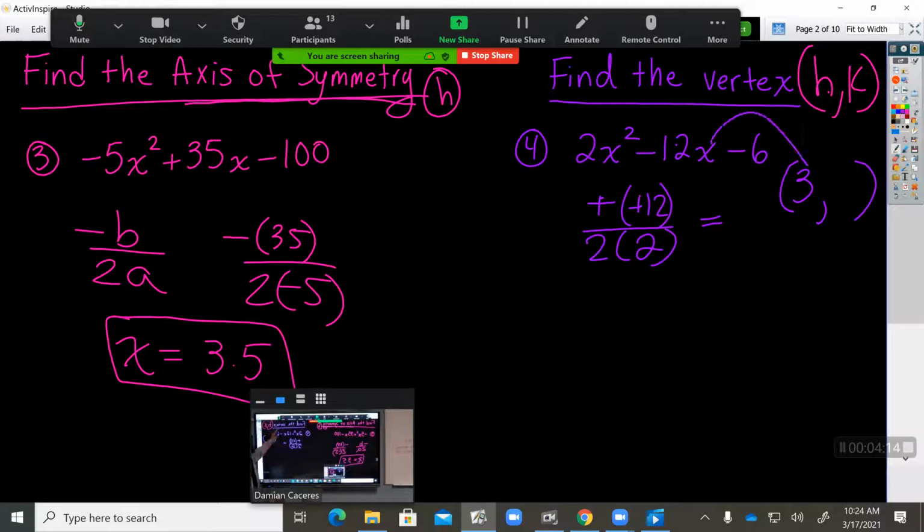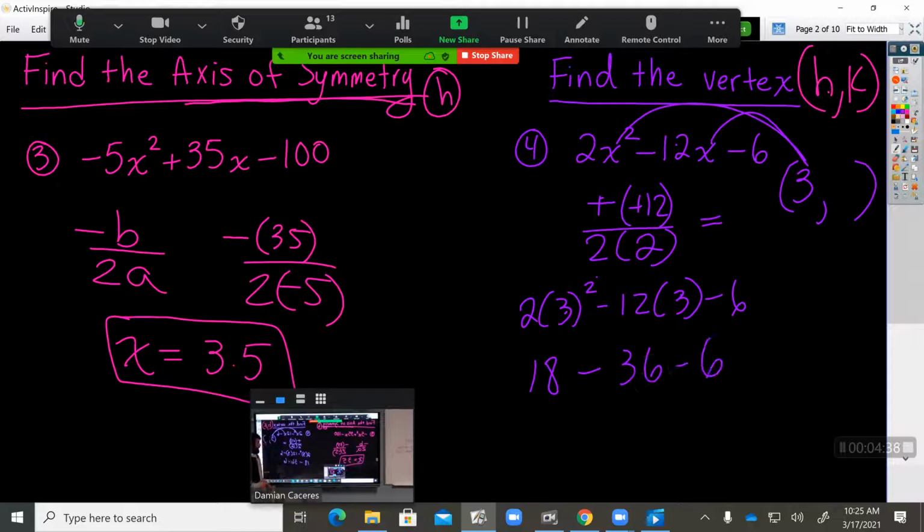Now you plug in the 3 wherever you see an x and simplify it. So that'd be 2 times 3 to the second power minus 12 times 3 minus 6. We just plugged in the 3 there and there. Now simplify it using PEMDAS. So 3 to the second power is 9. 9 times 2 is 18. Negative 12 times 3 is negative 36. Bring down your minus 6. If you put it all together, you get negative 24. So my vertex is 3 comma negative 24.